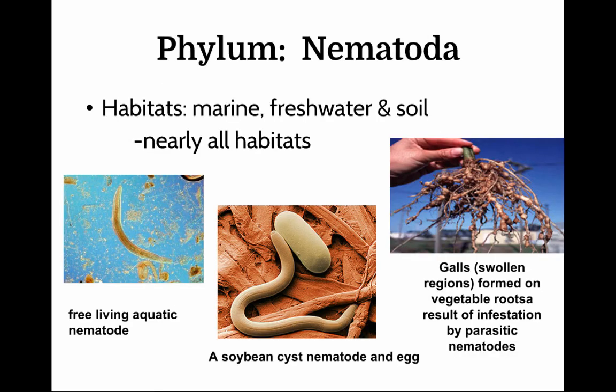The phylum Nematoda live in virtually any habitat: marine, freshwater, soil. In the bottom left, you can see a free-living aquatic nematode, a small nematode in the center that is living in and around soybeans. And then there are some that live inside the roots of vegetables, and they cause a parasitic infection, and those swellings in the roots are filled with parasitic nematodes.